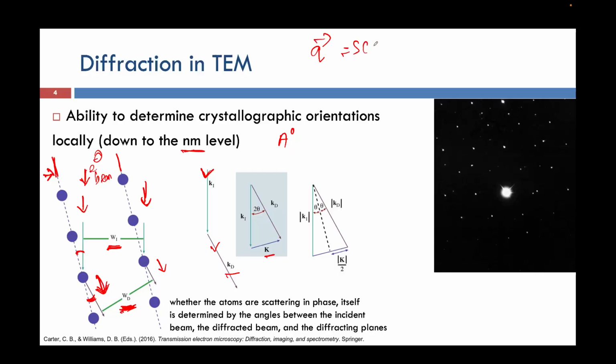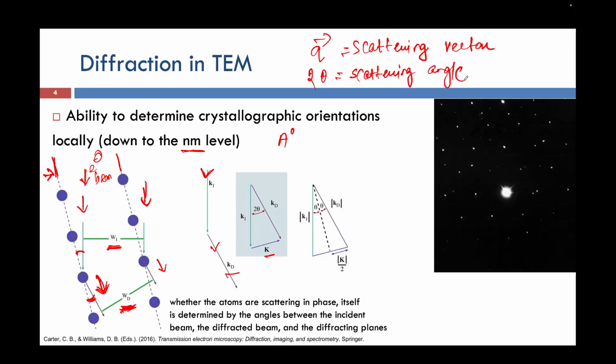Q is nothing but the scattering vector. Here you can see how to determine the value of k, we have seen it earlier, and this 2 theta is nothing but the scattering angle. Theta is not the scattering angle in this case. In this case I have taken 2 theta as my scattering angle, right?